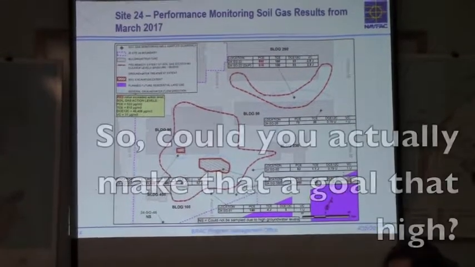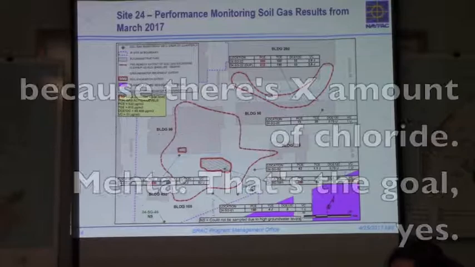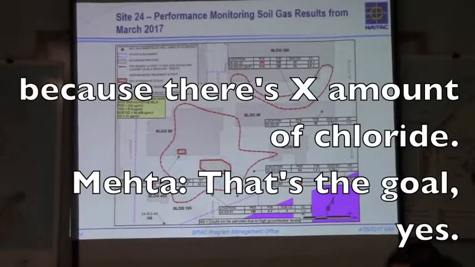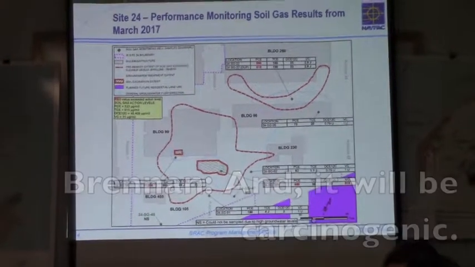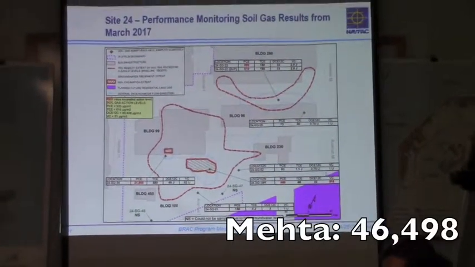So did you actually make that a goal that high? Yeah, because it was the vinyl chloride. That's the goal, vinyl chloride is carcinogenic. That's the reaction level. Yeah. 46,408.